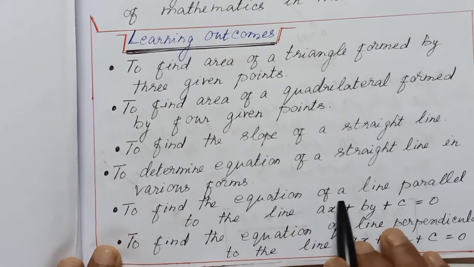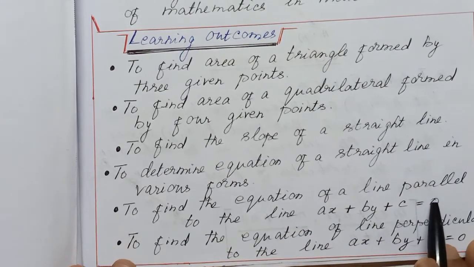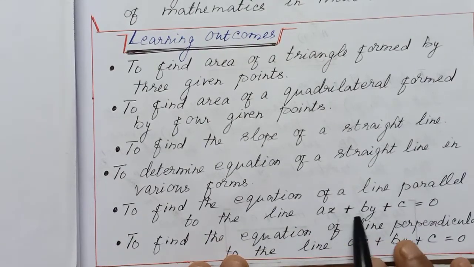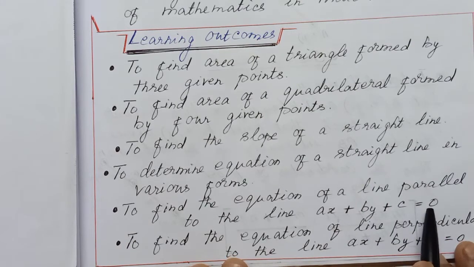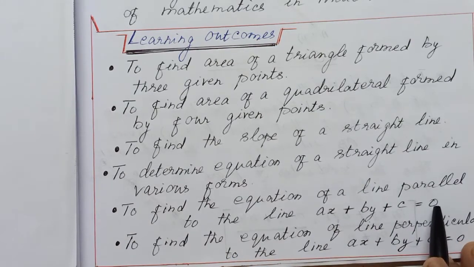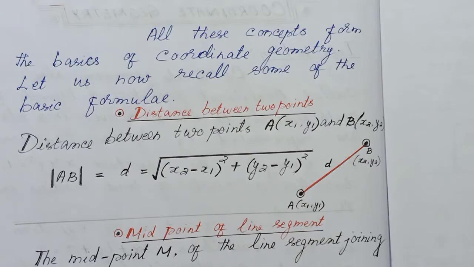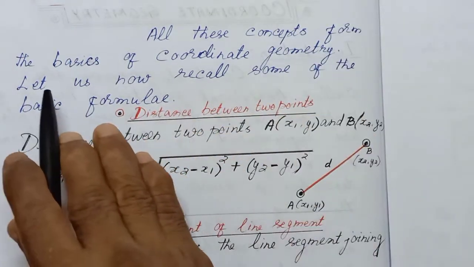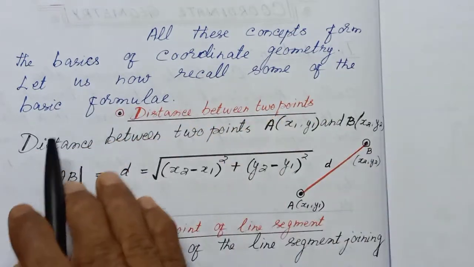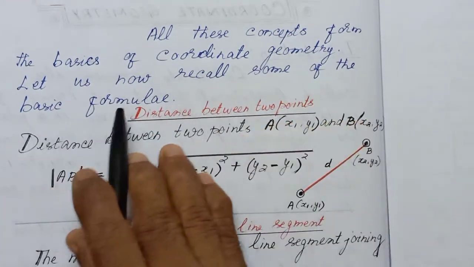To find the equation of a line parallel to the line ax plus by plus c equal to 0. Next one, to find the equation of a line perpendicular to the line ax plus by plus c equal to 0. All these concepts form the basis of coordinate geometry. Let us now recall some of the basic formulae.